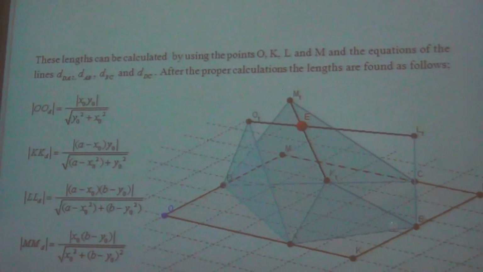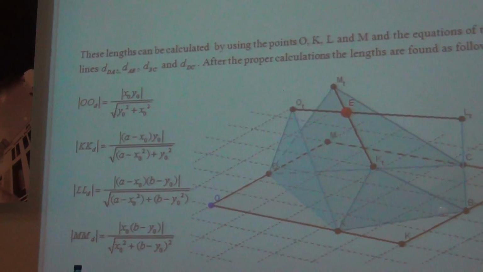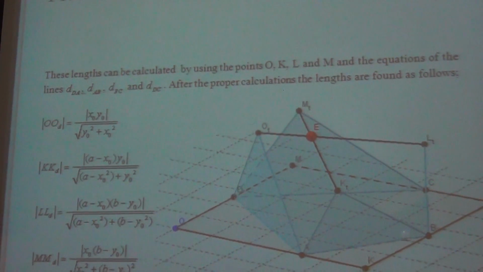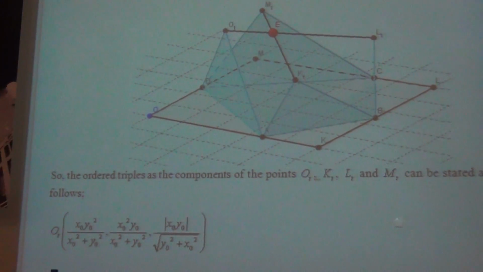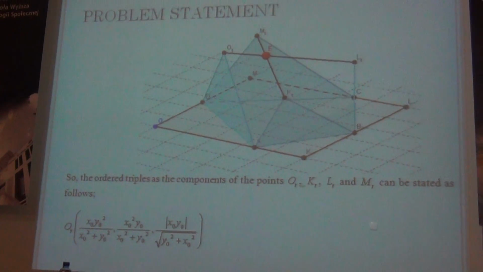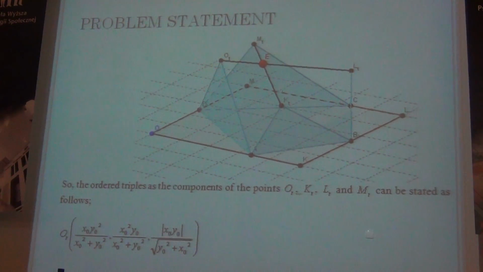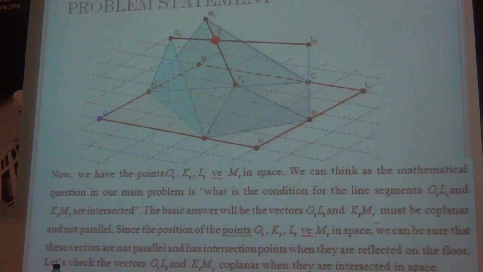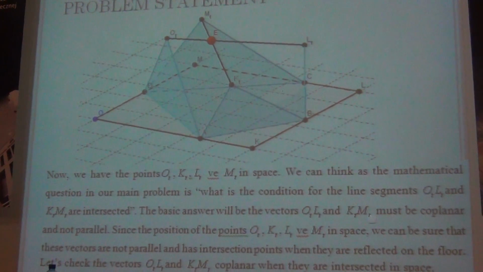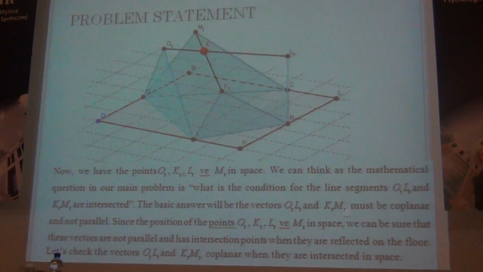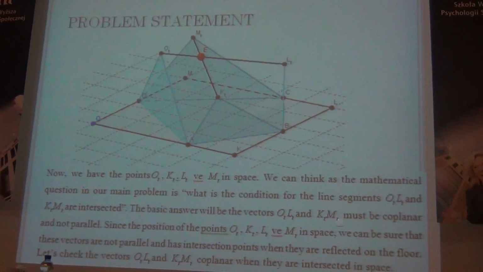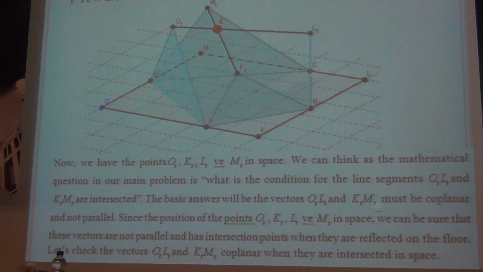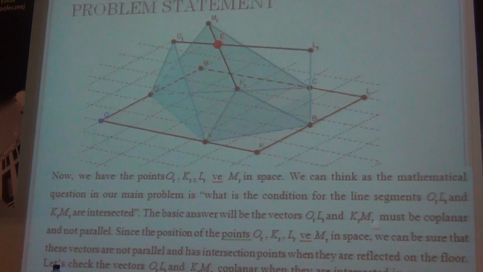These lengths can be calculated by using the points O, K, L, M and the equations of the lines. After the proper calculations, the lengths are found as follows. So the ordered triples as the components of the points O_T, K_T, L_T, and M_T can be stated as follows. Now we have the points O_T, K_T, L_T, and M_T in space. The mathematical question in our main problem is: what is the condition for the line segments O_TL_T and K_TM_T to intersect?